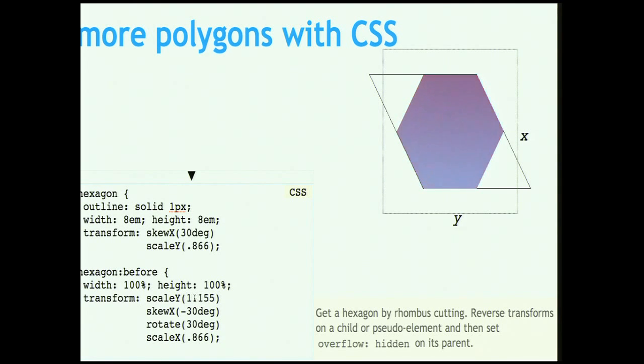So this is 1/0.866, and I skew it by the opposite angle, -30, because it was 30, and then rotate it to get it right into position, and then scale it back, because its height would be still off. Don't comment code like this.